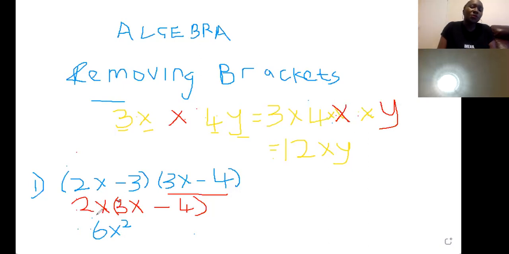So the first thing you would do here would be multiplying your coefficients. 2 times 3, which is 6. Can you see my 6 there? Then x times x is what? X squared. Well done. So next now 2x multiplied by 4, what would you be doing? Minus 4. 2x multiplied by 4, oh, 8.